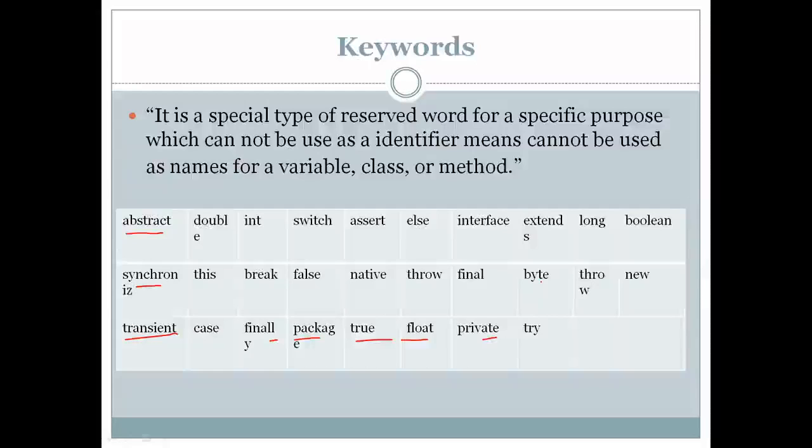So all these keywords have some specific meaning. Like in case of switch, as you know, switch has a specific meaning. Float has a specific meaning. It is used to declare a variable of type float. Like all the keywords have some meaning. Okay, this is about keywords.